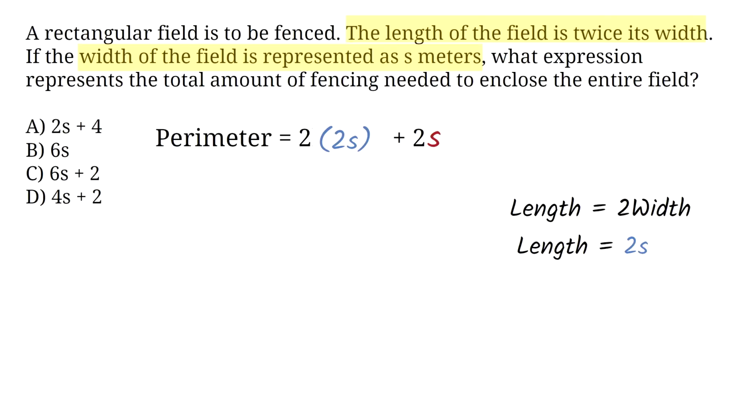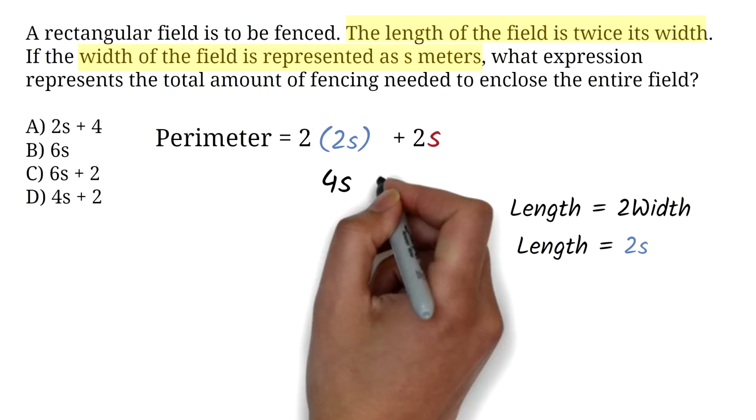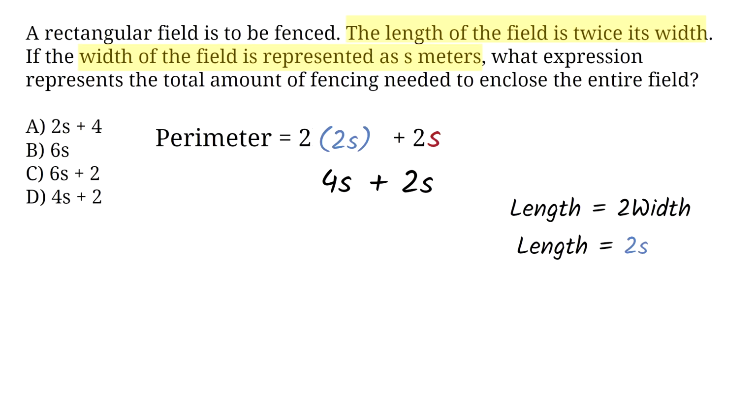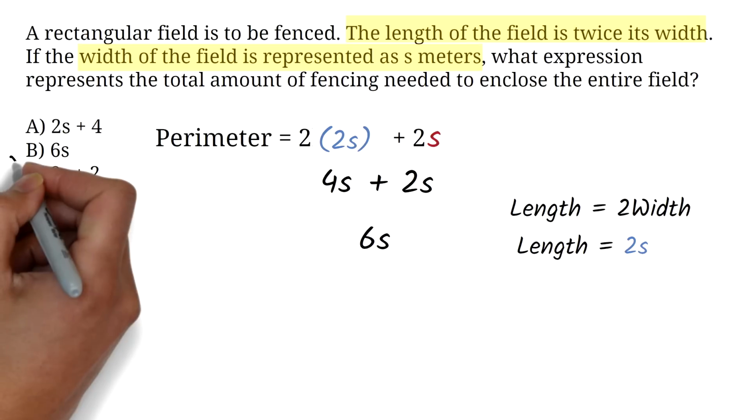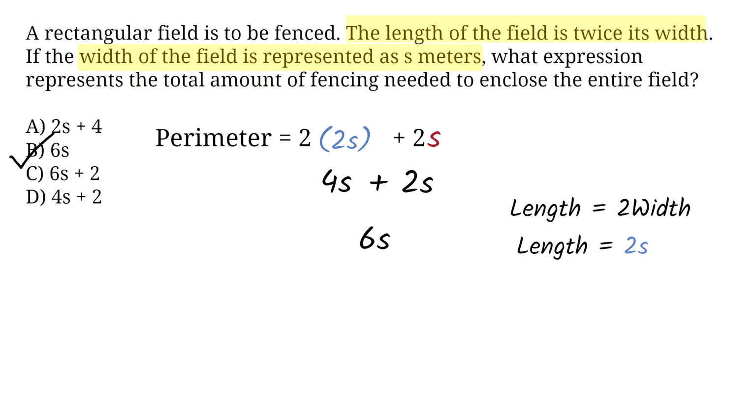2 times 2S is 4S. So we have 4S plus 2S. This will give us 6S. Therefore, the expression that represents the total amount of fencing needed to enclose the field is 6S. So the correct answer is B.